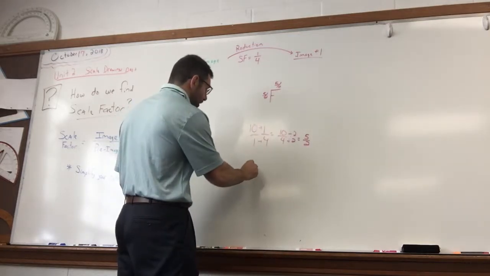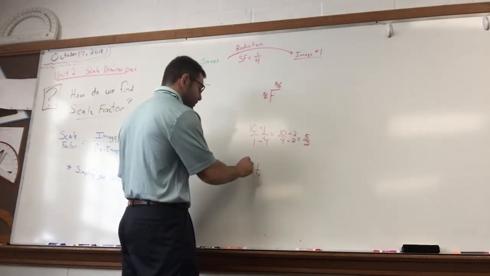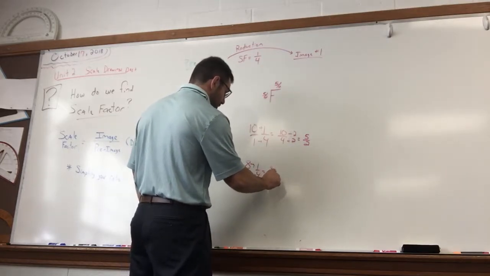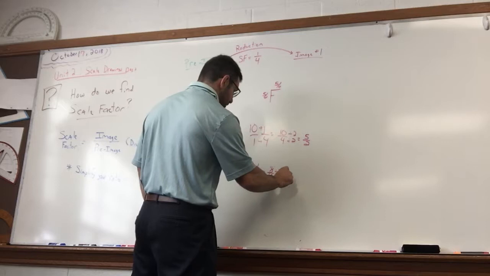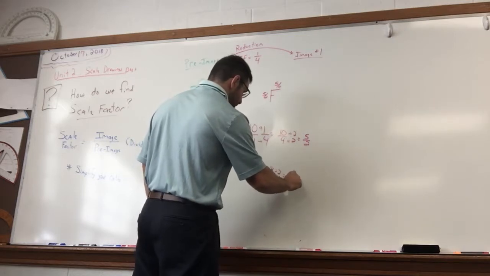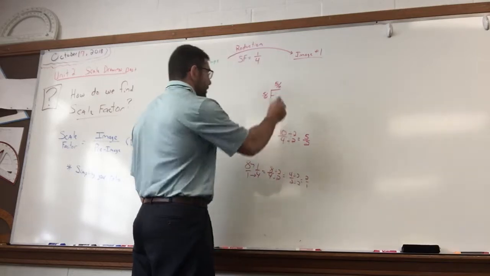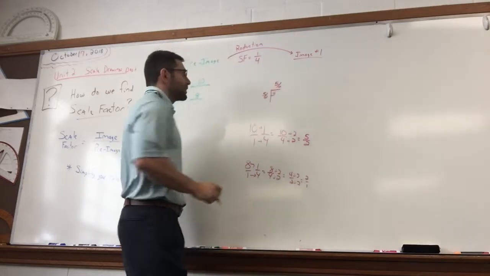Now we also have to do 8 times 1/4. So that's 8 over 1. That gives me 8 over 4. Divided by 2. That gives me 4 over 2. Divide by 2 gives me 2 over 1. So this length is 2.